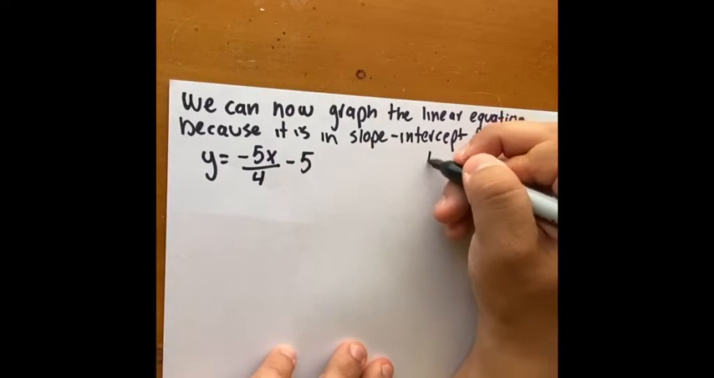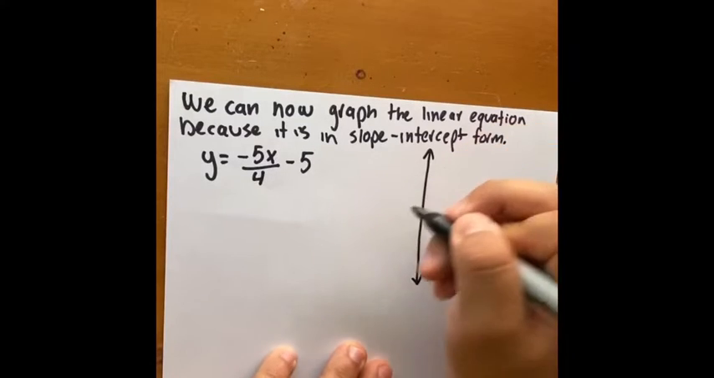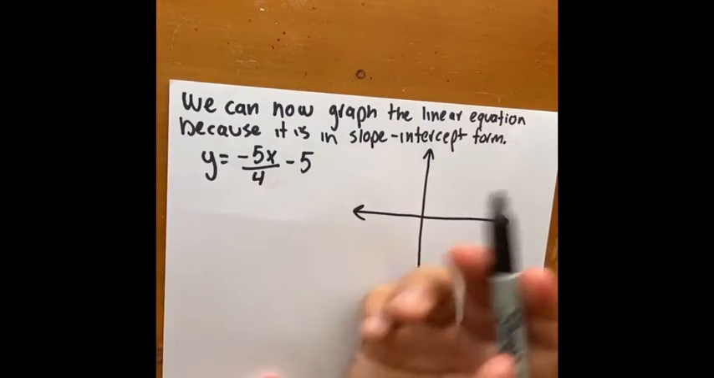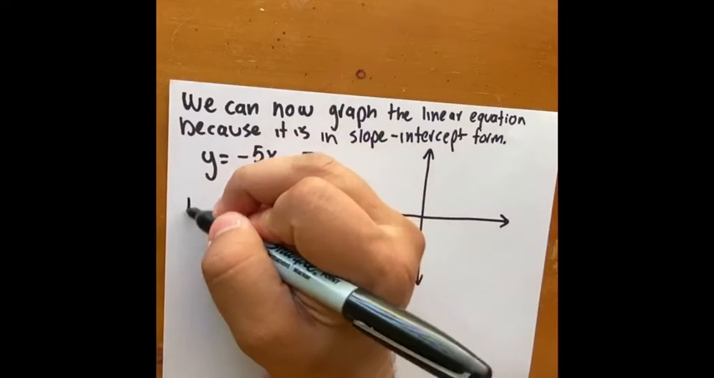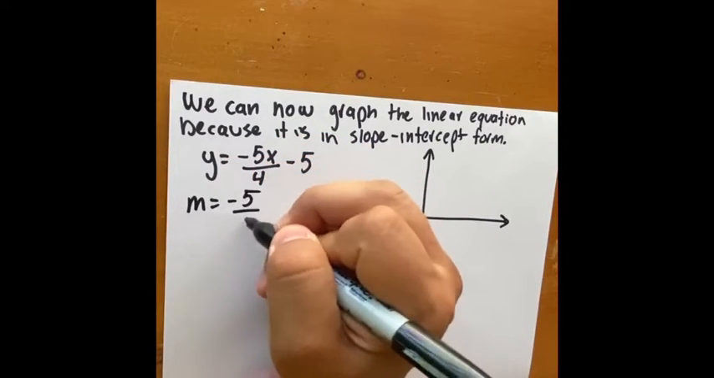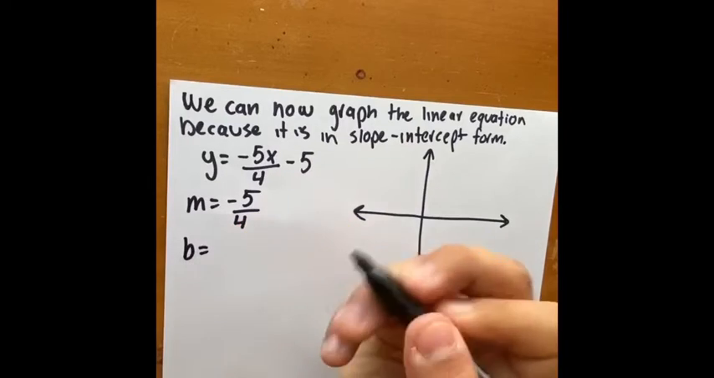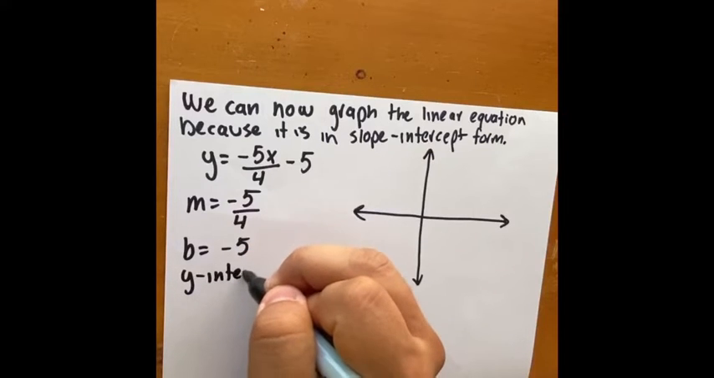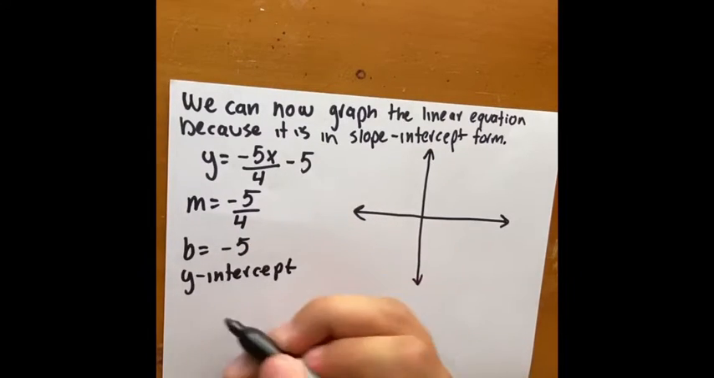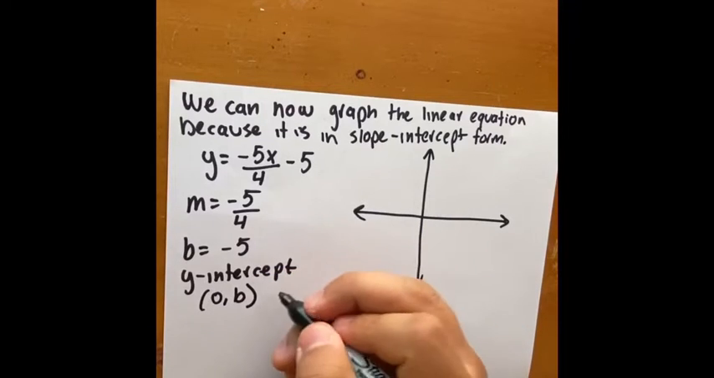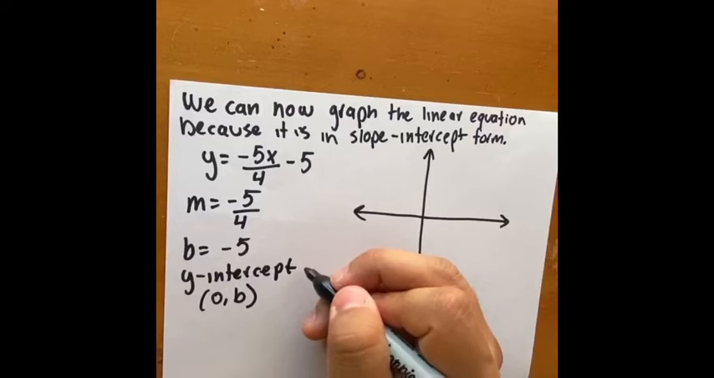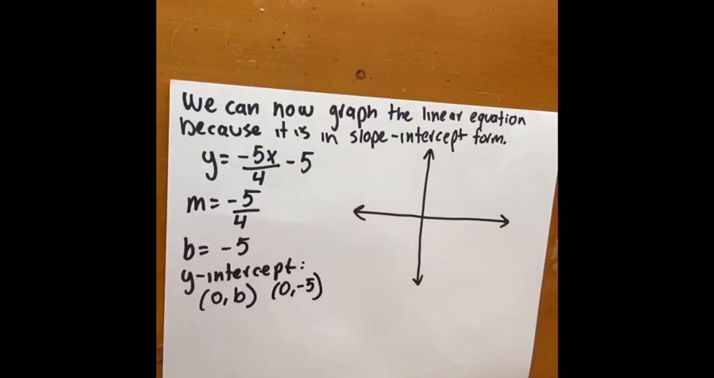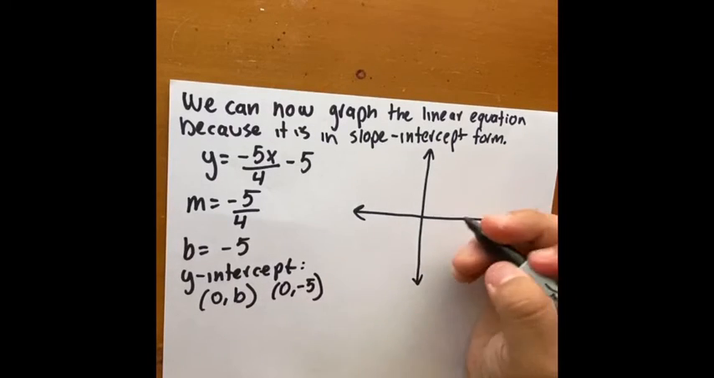So what I want to do is create my coordinate plane with the x and y axis. And since I'm in slope-intercept form, it tells me two things. It gives me my slope, which is negative 5 over 4, and my b value is negative 5. So to find my y-intercept, my y-intercept is 0, comma b. So my b value is negative 5, so my y-intercept is going to be 0, comma negative 5. So my starting point is going to be at 0, comma negative 5.